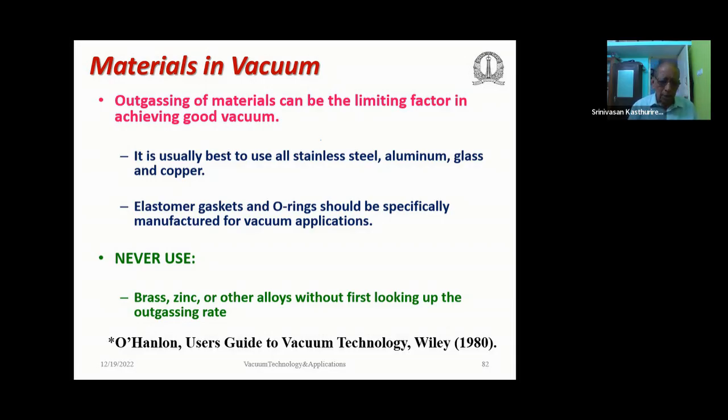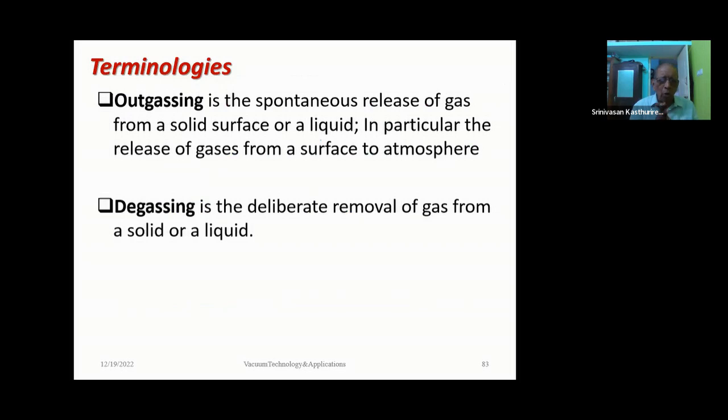And if you are using elastomer gaskets, O-rings, etc., they have to be manufactured specifically for vacuum applications. Then only they will be good for vacuum applications. Please do not use brass, zinc, other alloys, etc. for vacuum applications. If you are using them, you have to initially make sure that they are properly heated and degassed. So outgassing is the spontaneous release of gas molecules from a solid surface or a liquid, in particular release of gases from a surface to atmosphere.